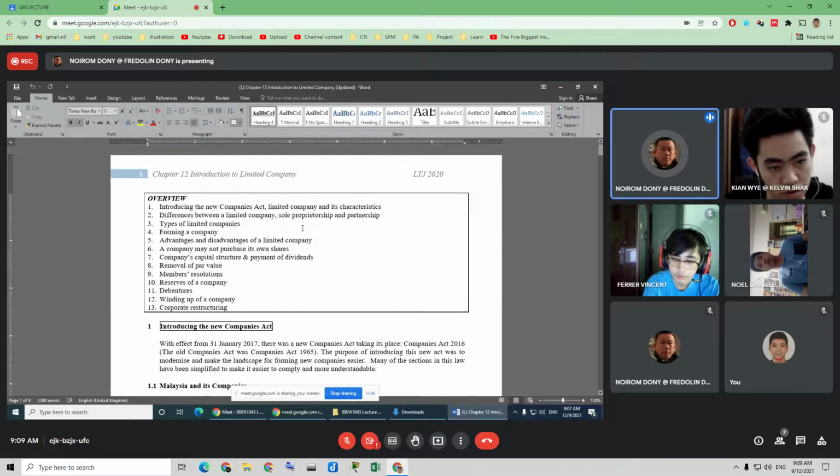Remember, the format of financial statement for a limited company is more or less the same as a sole trader, but only a certain part will be different. So I need you to remember the format of a statement of profit or loss. I always use the shorter one: sales less cost of goods sold equals gross profit, plus other income less other expenses, then net profit.